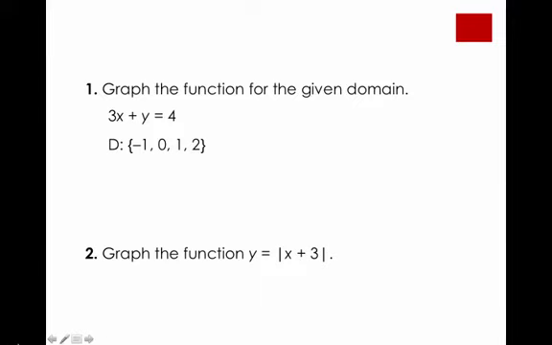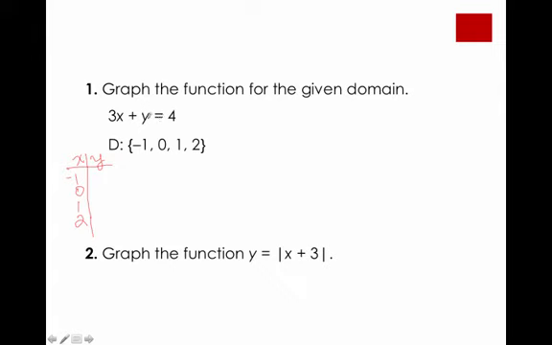All right, so what I'm going to do is the following. First, I've got my domain, but I need to know what my range will be because I need both my x and my y value in order to be able to graph. So this is how I'm going to get my ordered pair. I'm going to know that my domain or my x values are -1, 0, 1, and 2.